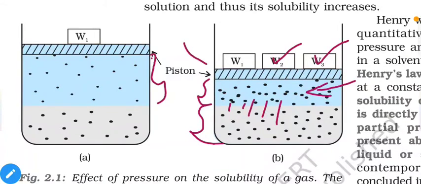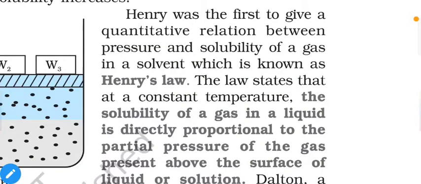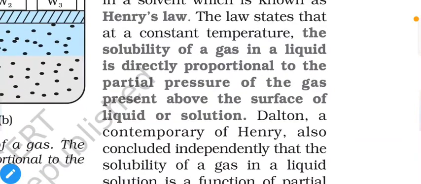That means inside the bottle we have high pressure applied, so more carbon dioxide molecules are dissolved. But when we release the pressure, this additional dissolved amount will evaporate. That means it will try to escape from the solution phase. Henry was the first to give a quantitative relation between the pressure and solubility of a gas in a solvent, which is known as Henry's law. The law states that at a constant temperature, the solubility of a gas in a liquid is directly proportional to the partial pressure of the gas present above the surface of the liquid or solution.